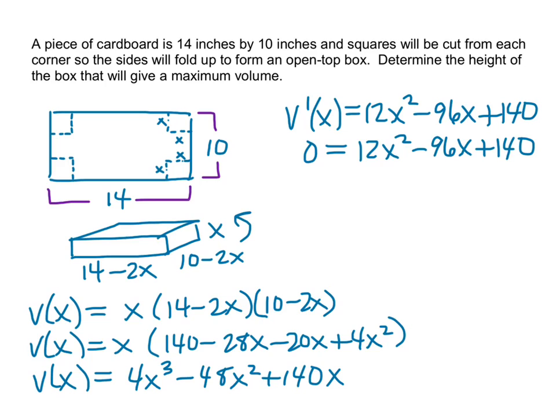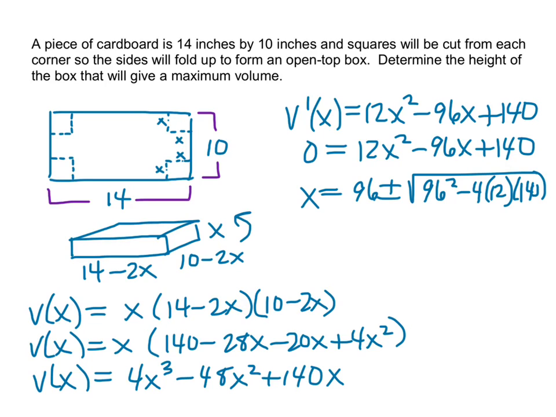Next, I'm going to recommend going straight to your quadratic formula to be able to solve this quadratic equation. I'm going to rewrite this in the form of x equals negative b, which is negative negative 96, positive 96, plus or minus the square root of 96 squared, since that negative 96 squared becomes positive, minus 4 times 12 times 140, all over 2 times 12.